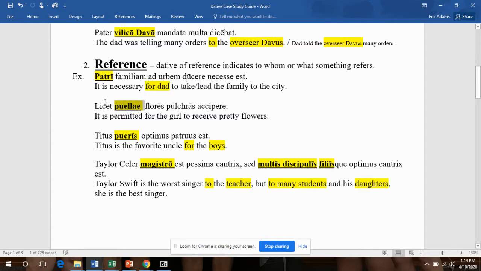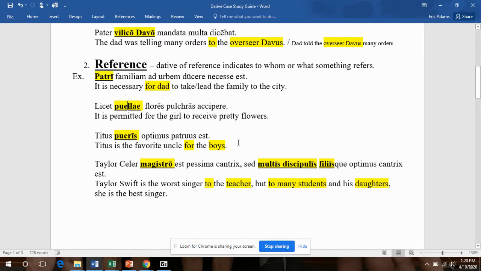And so, again, as an impersonal verb, it's going to end with a T. If you actually look this verb up in the dictionary, it would not have an O in the first principal part, but a T. You always see it in the third singular impersonal because the subject is the action it. So the act of receiving pretty flowers is permitted, is allowed for the girl.